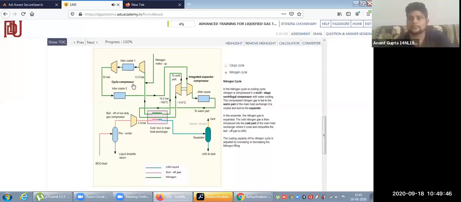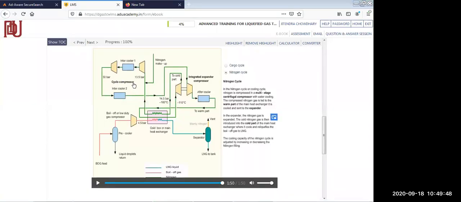So the cycle compressor is there. You can see it is pressurizing up to 50 bars. The nitrogen coming out of the heat exchanger is at 13.5 bars, and the nitrogen going out of the cycle compressor is at 50 bars. So cycle compressor, in this nitrogen cycle, means a combination of your compressor and intercooler.